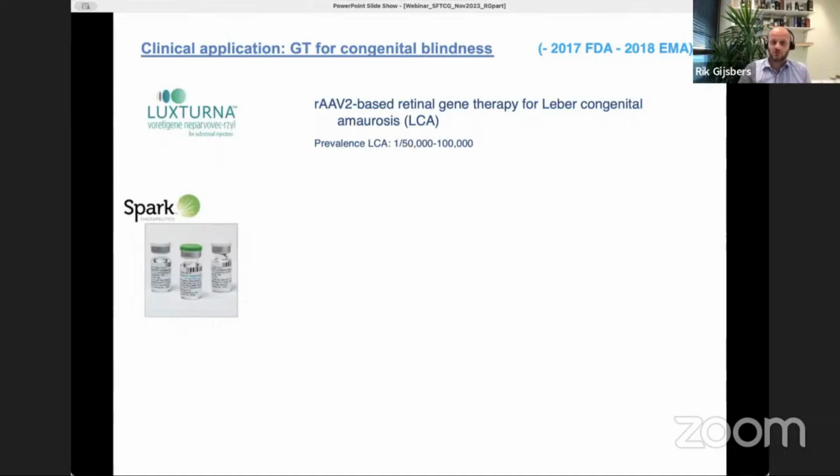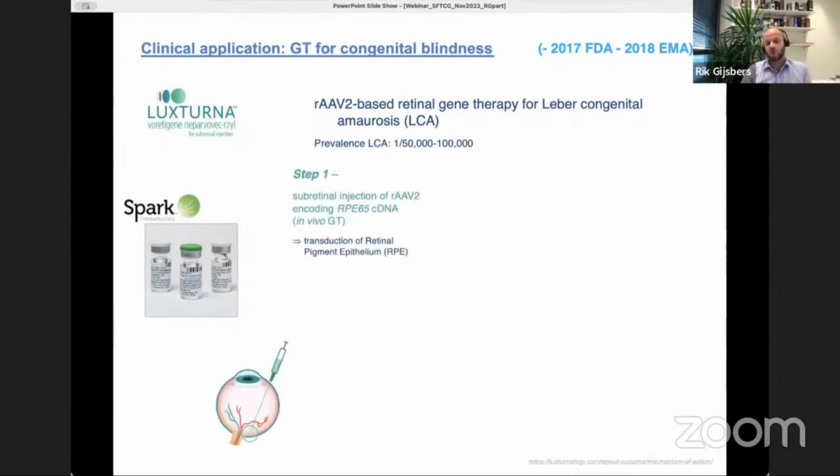It's a rare disease, 1 in 50,000 to 100,000 patients, and these patients have or will suffer loss of eyesight over time due to the lack of an RPE65 protein or a functional version of this protein. And the gene therapy consists of the subretinal injection of an AAV2 based viral vector that encompasses the RPE65 cDNA, so the correct version of the cDNA, which upon transcription and translation will provide a functional RPE65 protein.